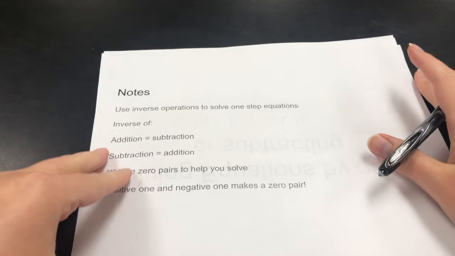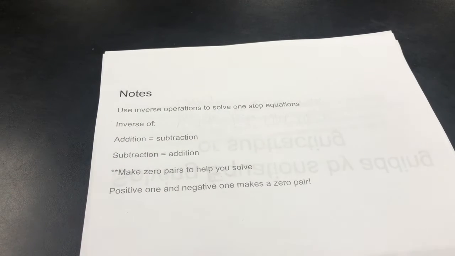So let's first look at some notes. So we're going to be using the inverse operations to solve one-step equations. So when I say inverse operations, that means the opposite or the inverse of addition is subtraction, and the inverse of subtraction is addition. So when you're solving these, if you have addition, then you need to use subtraction. If you have subtraction, you need to use addition.